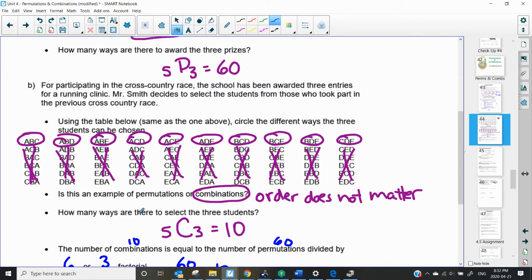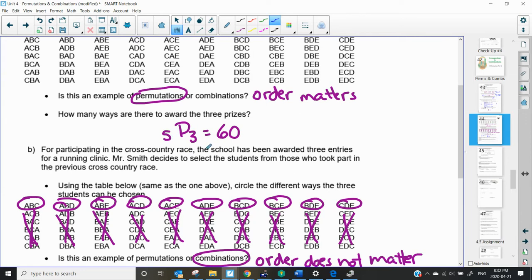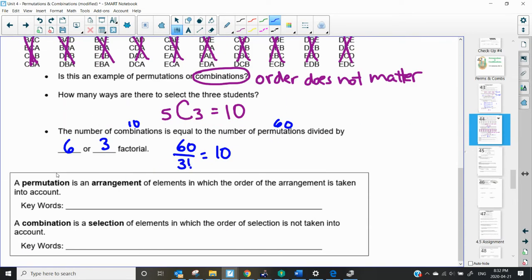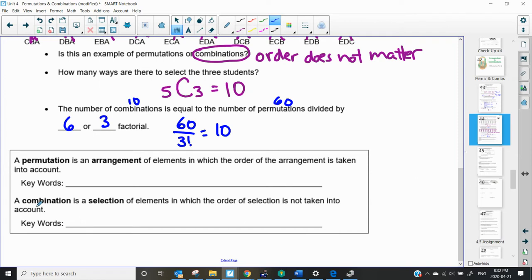Now, when we were looking at this question, there were some keywords that were jumping out. Right here, Mr. Smith is selecting the students. So that told us that it was a combination. And in the first part there, we were talking about winners winning different prizes. And so this would be an example of permutations. And so when we're looking at questions that relate to permutations and combinations, there are often some keywords that we're going to look at with regards to word problems. So a permutation is an arrangement of elements, and the order matters. So order matters tells us that it's a permutation.